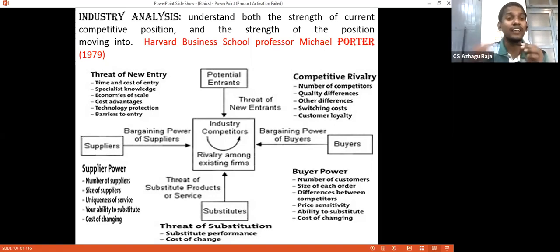And the other two things are the threat of substitutes, performance, and cost of change.